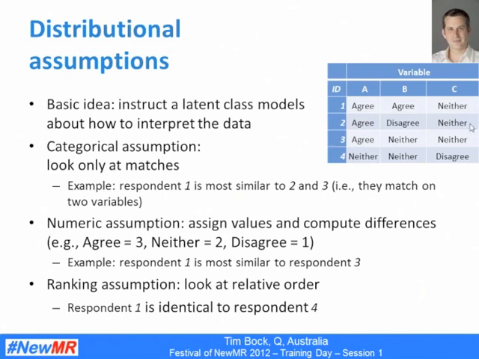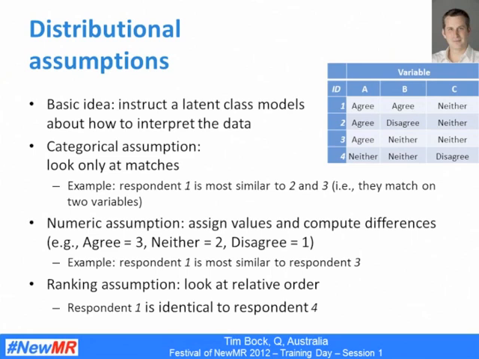So if you look at the data here, we can see that these first 2 respondents, shown in rows 1 and 2, agree on A, they agree on C, but they differ on attribute B, and consequently they agree on 2 points. Respondents 1 and 3 also agree on 2 points, which are A and C, and they differ on B. And so you would say that 1 and 2 are just as similar to each other as 1 and 3.